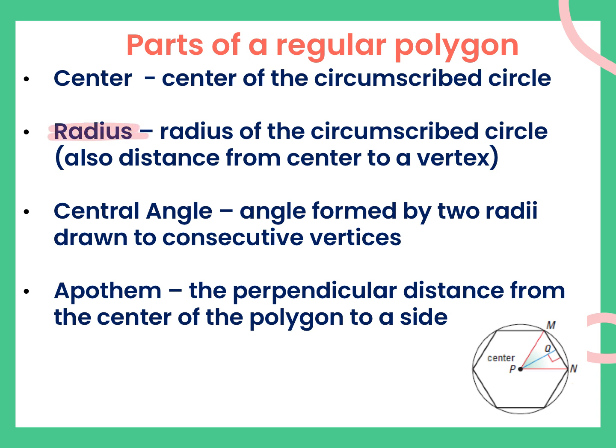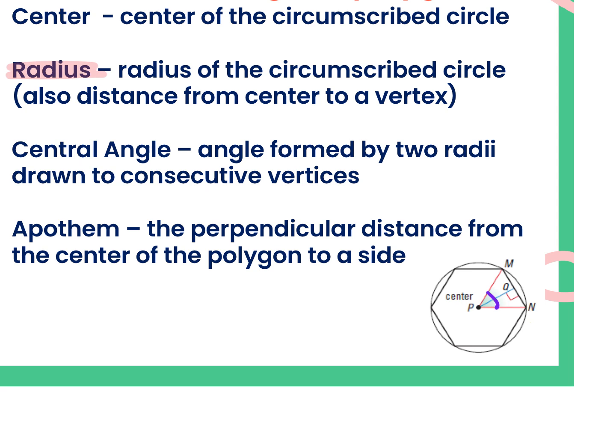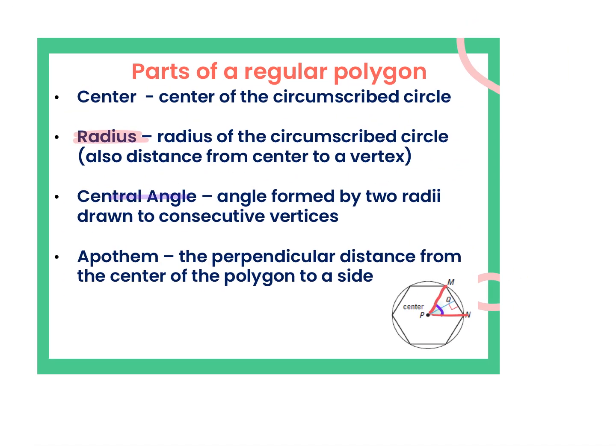And then a central angle is going to be an angle that is formed by 2 radii that are drawn to consecutive vertices. So in my picture here, my central angle, go ahead and do that in purple here. My central angle could be right here. And notice the 2 consecutive vertices are M and N. So it's formed by these two radiuses or two radii. So the central angle is, I just put that in purple.